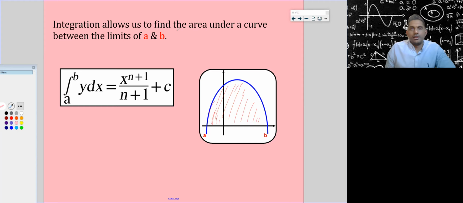What is important to realise is that these things here we call limits, and they correspond to that bit of the integral. So if I'm reading this integral here, it says integrate the function y with respect to x between the limits of a and b. I'm just going to go straight into a worked example, and hopefully you'll be able to follow what's going on.